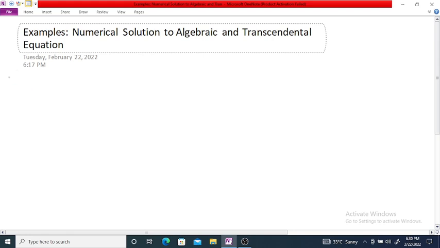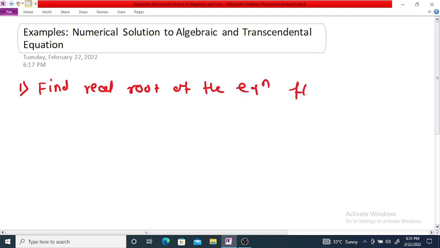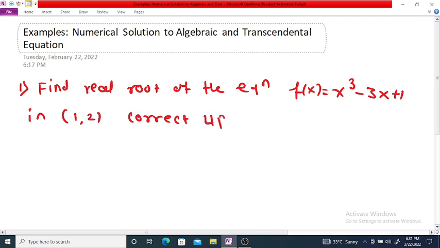Examples: numerical solution to algebraic and transcendental equations. Example number 1: find the real root of the equation f of x is equal to x cube minus thrice x plus 1 in the interval 1 to 2, correct up to 2 decimal places using the bisection method.